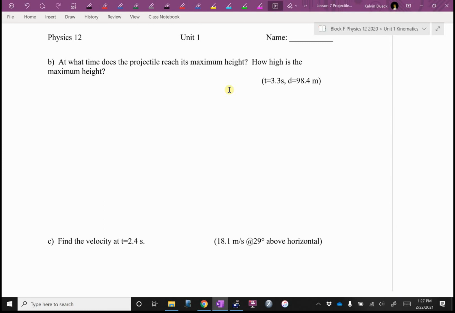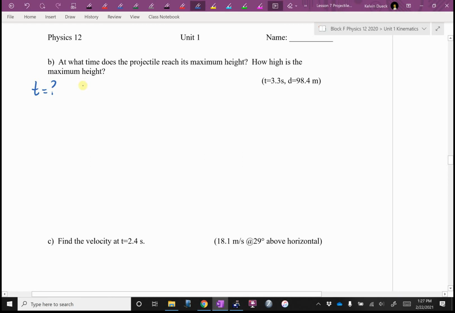Part B says, at what time does the projectile reach its maximum height? And how high is the maximum height? Well, definitely this is asking me to find a time when it reaches its what? Maximum what? Height. Do you think I'm going to solve this vertically or horizontally? Height? Vertical, yes? So we're not going to use any Vx stuff.